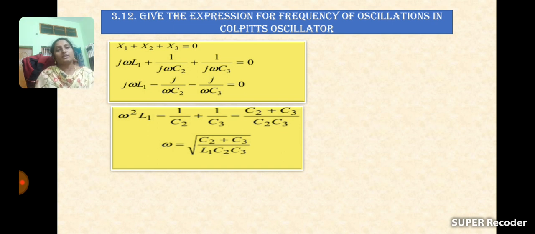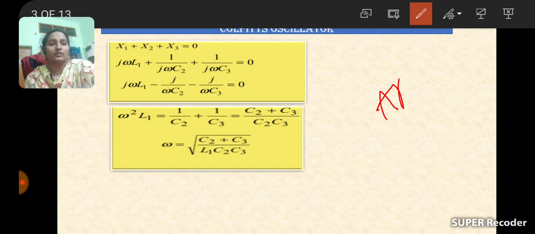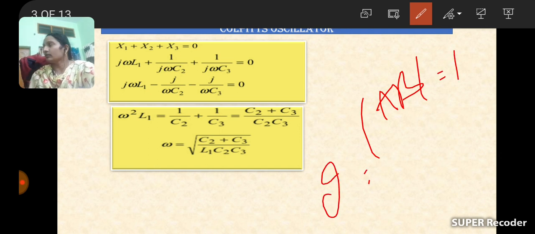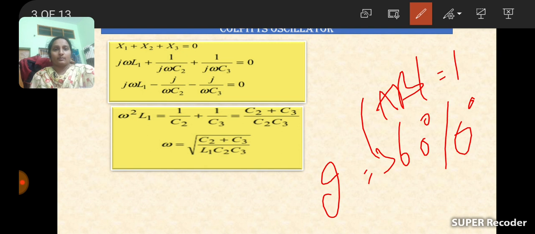What is meant by the Barkhausen criteria? The total phase shift around the circuit is equal to 0 or 360 degrees, and the magnitude of the loop gain product must be equal to 1. What are the two conditions? The total phase shift around the circuit is 0 or 360 degrees, and the magnitude of A beta is equal to 1.